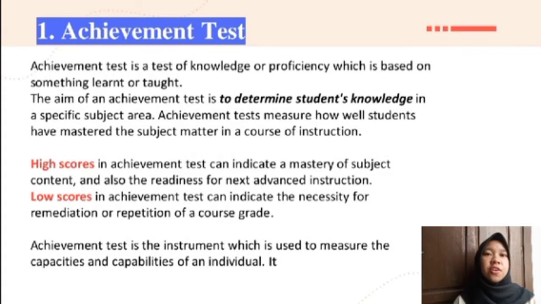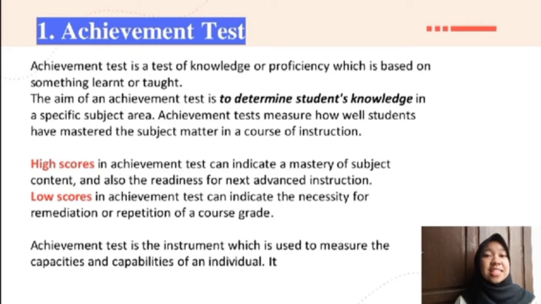Okay, the first material will be explained by me. It is about achievement test. Achievement test is a test of knowledge or proficiency which is based on something learned or taught. The aim of an achievement test is to determine students' knowledge in a specific subject area. Achievement tests measure how well students have mastered the subject matter in the course of instruction.